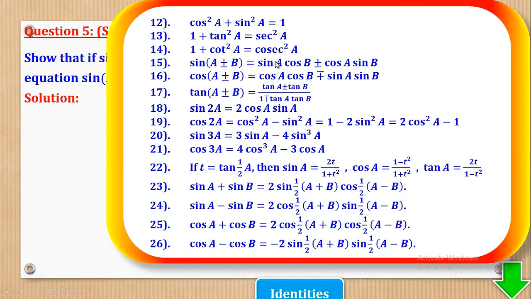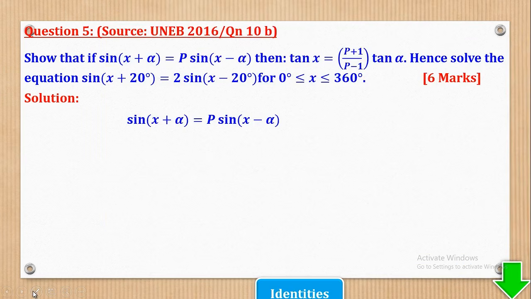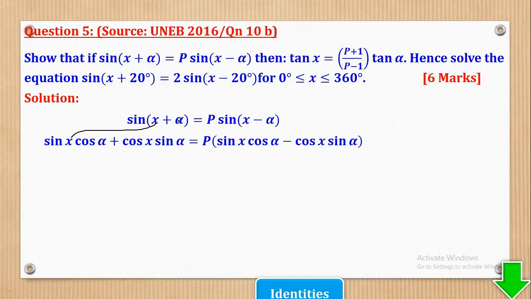is sine A cos B plus cos A sine B, and sine A minus B is sine A cos B minus cos A sine B. So we shall use that expansion to expand that. So when I expand, this will act as our A and this acts as our B. Here act as A, act as B, act as A, act as B.